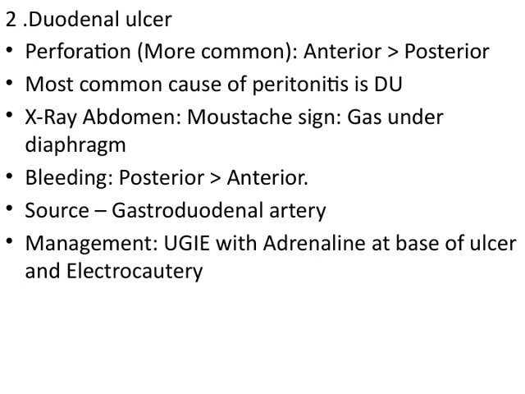When it comes to bleeding, posterior ulcers tend to bleed more frequently than anterior ones because the source is often the gastroduodenal artery, which is located posteriorly. In terms of management, endoscopy plays a crucial role. During endoscopy, adrenaline can be injected at the base of the ulcer to control bleeding, and electrocautery can be used to coagulate the bleeding vessel. This approach helps stabilize the patient and addresses both the perforation and bleeding effectively. Understanding these key points helps us connect the clinical presentation with appropriate diagnosis and intervention, ultimately improving patient outcomes in duodenal ulcer complications.